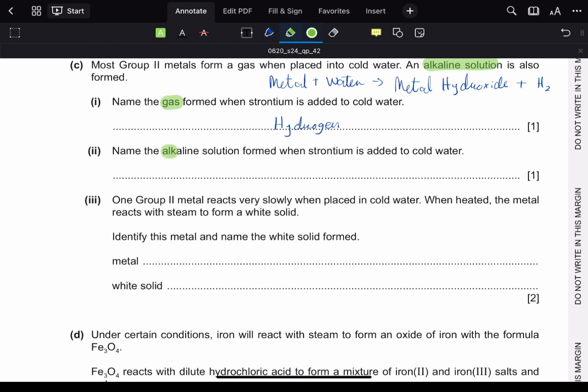Part 2. Name the alkaline solution formed when strontium is added to cold water. As I mentioned before, the metal hydroxide is the alkaline part, and in this case, it is strontium hydroxide.